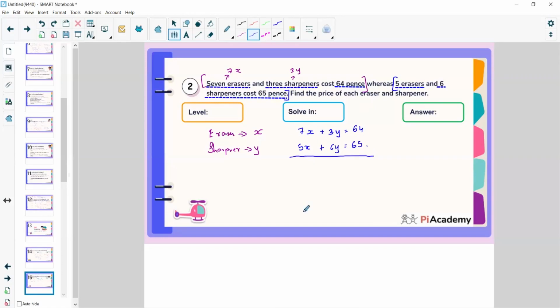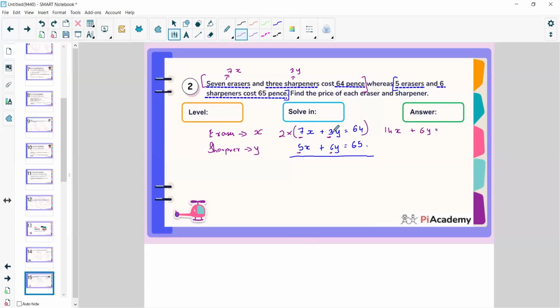Now what can be done? We need to solve these, isn't it? I can see I have 7 and 5 for the coefficients of x and 3 and 6 for the coefficients of y. So which one would be easier to make the coefficient same, x or y? It must be y, right? If I just multiply this equation by 2, I will get 6y, isn't it? So let's do this. 7 times 2 is 14x plus 6y.